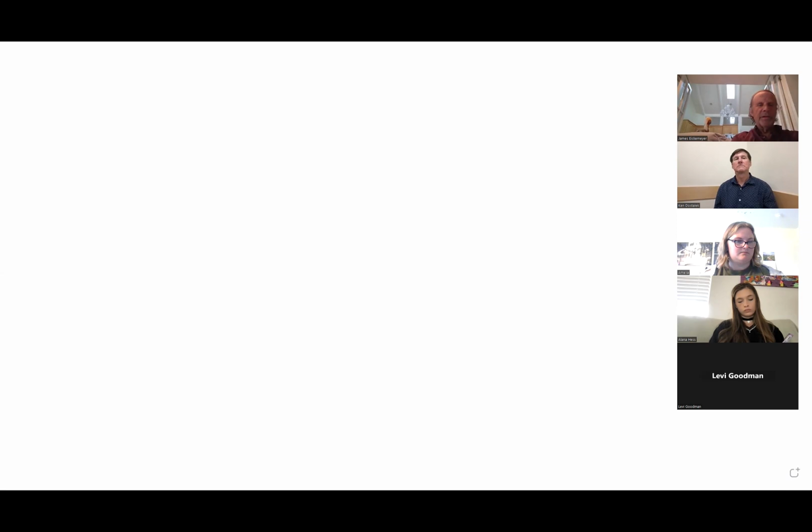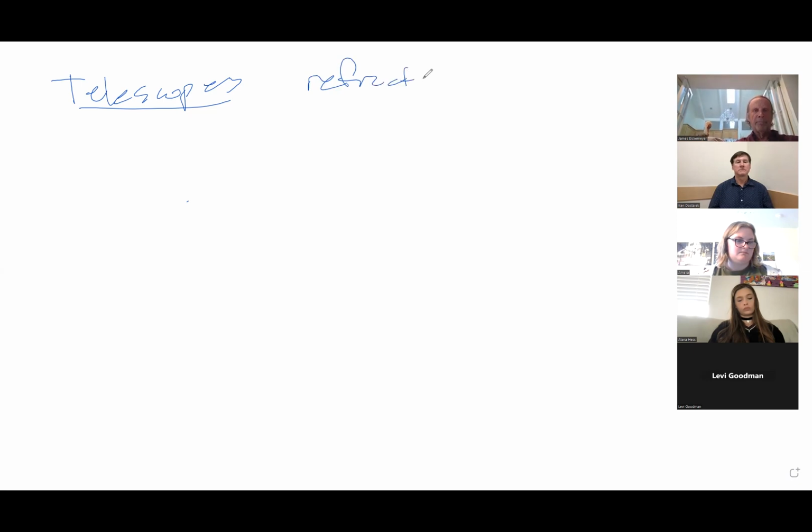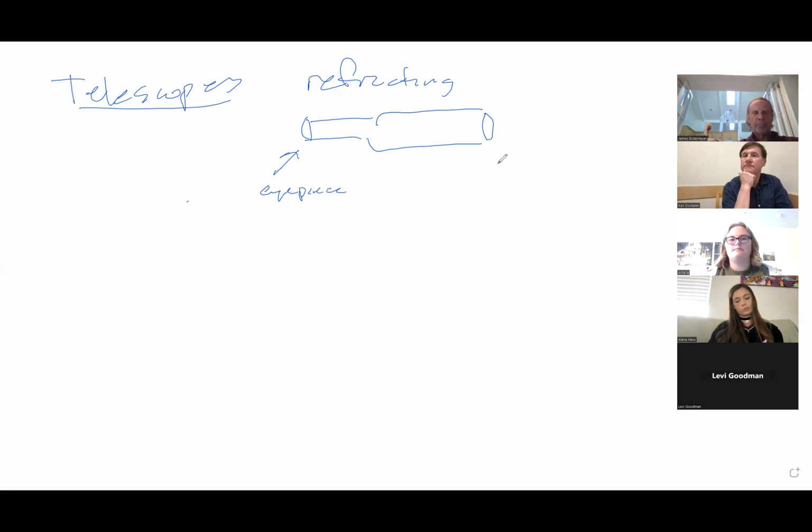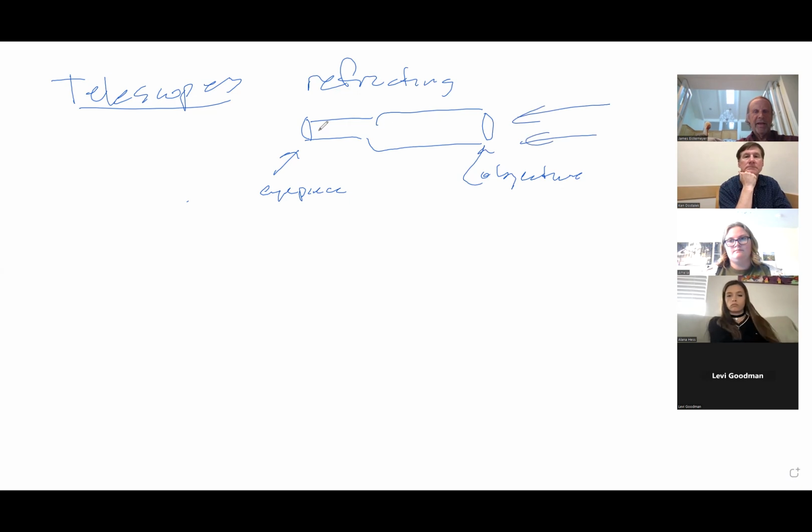Okay, so let me just talk a little bit about telescopes. You're probably familiar with the normal refracting telescope. A refracting telescope has two lenses. And so typically you have an eyepiece lens and an objective lens. The objective lens is where the light comes in. Light comes in this way, and then it is magnified and brought to a clear focus in the eyepiece lens.